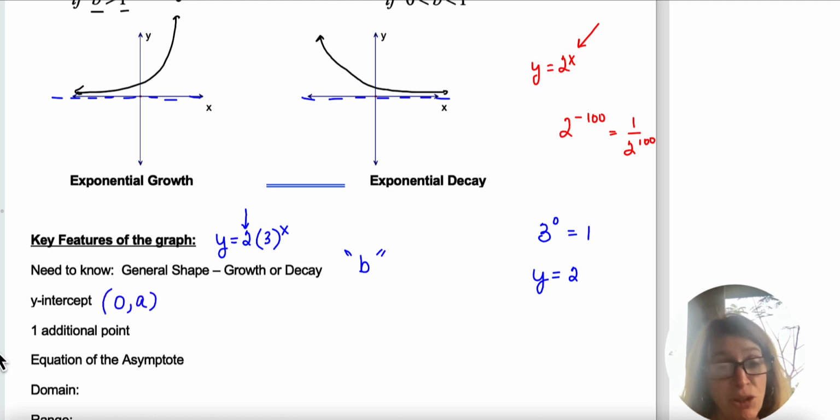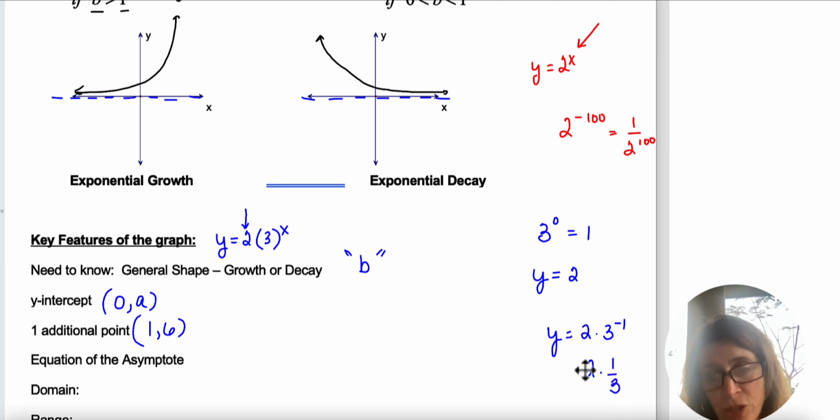To find an additional point, we just plug in x values. We can find any additional point. In this graph, if I plugged in 1, I would get 3 to the 1, which is 3, times 2, which is 6. So I would get (1, 6). Or I could put in 2. I could put in negative 1. Let's talk about that one for a second. If I put in negative 1, that's 3 to the negative 1, which would be 2 times 1/3, so it would be 2/3.